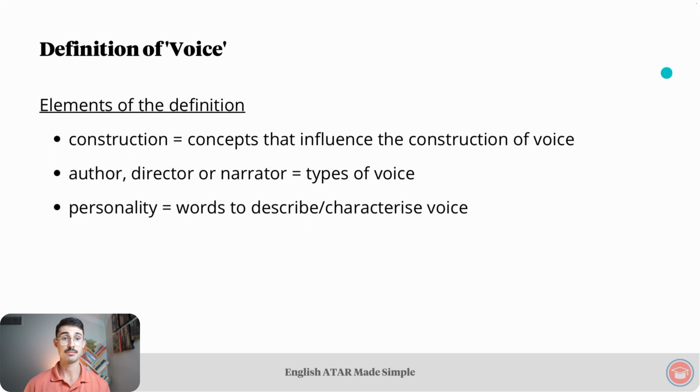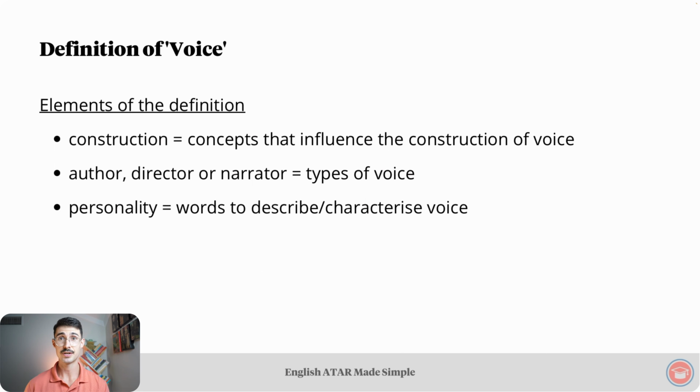Then we looked at the elements of the definition, and one of those is construction. Construction refers to the concepts that influence the construction of voice. Another element is the words author, director, or narrator. They refer to types of voice. Element 3 is the word personality. This refers to words to describe or characterize the voice. And the fourth and final element is text, and this refers to texts that are commonly used to analyze voice in English ATAR.